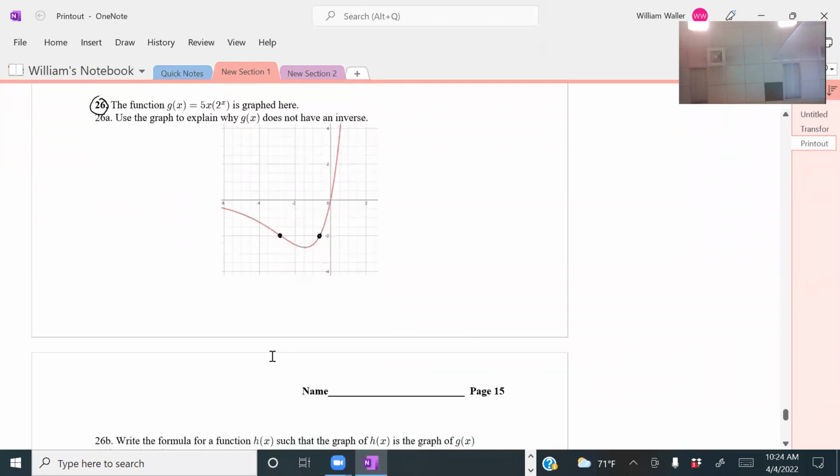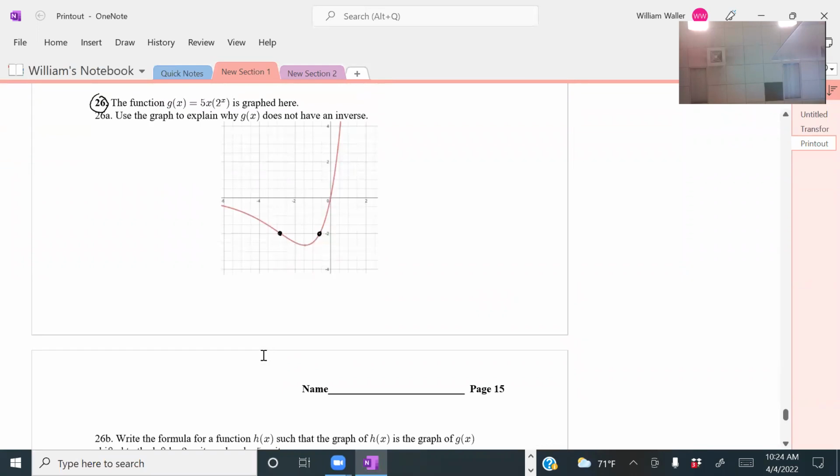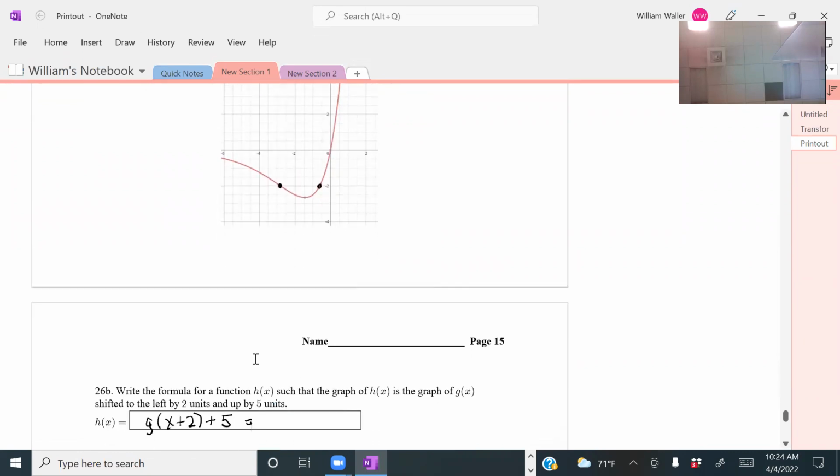Let's remind ourselves of the formula for G. That's 5x times 2 to the x power, right? Unfortunately, I can't get those both on the screen. So we would get 5 times, instead of x, we would have x plus 2, right? And then times 2, instead of to the x power, it would be to the x plus 2 power, right? We would plug in x plus 2 wherever we see x in the formula for G. So you're going to get something like this. And then don't forget, at the end, you're going to have to add on the 5, right? Okay.